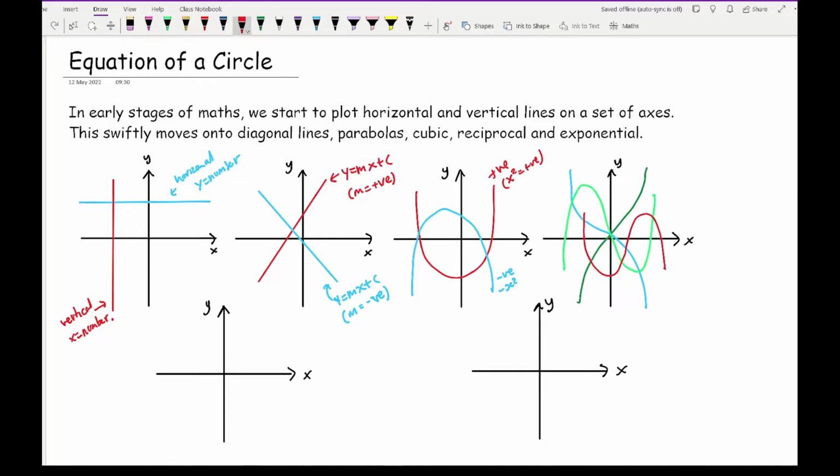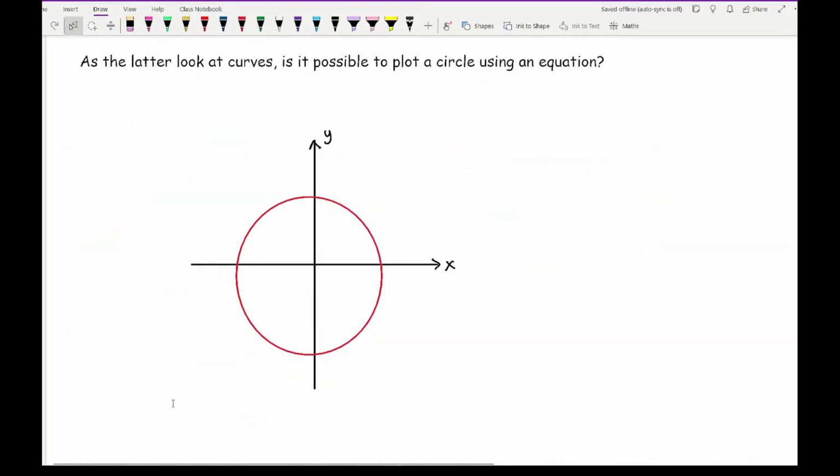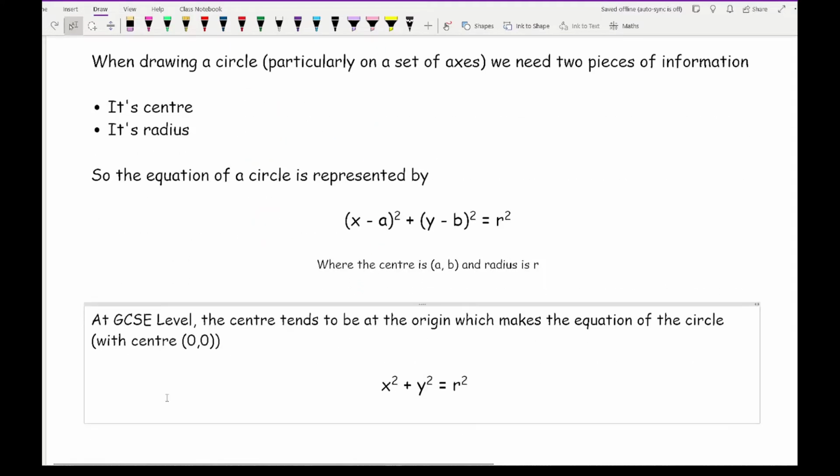And then we move into reciprocal graphs. So reciprocal graphs can look like this, or they can look like this. And then we move on to exponential graphs, which can look like this, or can look like that. Now, as we look at curves, is it possible to plot a circle using an equation? So is there an equation that exists where if you plot it, it would make a perfect circle using x and y data? And the answer is yes.